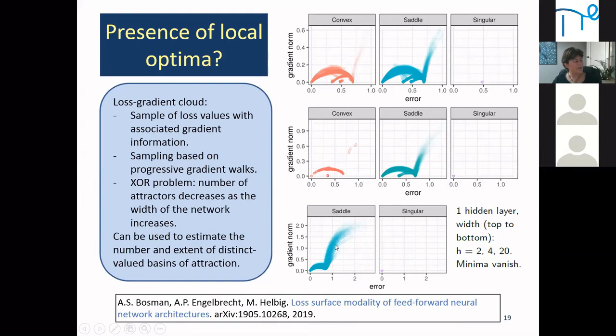So what this is showing is basically a way of visualizing the properties of the landscape in a very high dimensional space, which provides insight into the training problem.